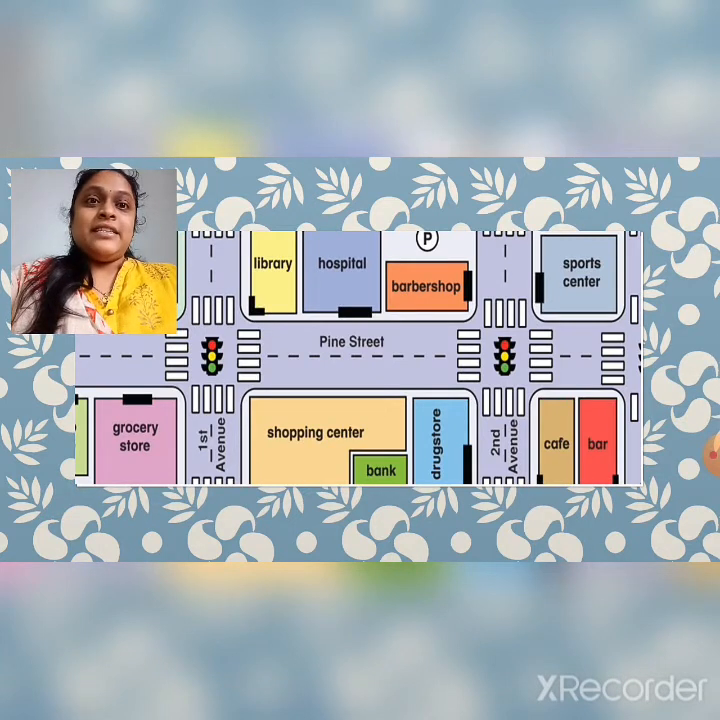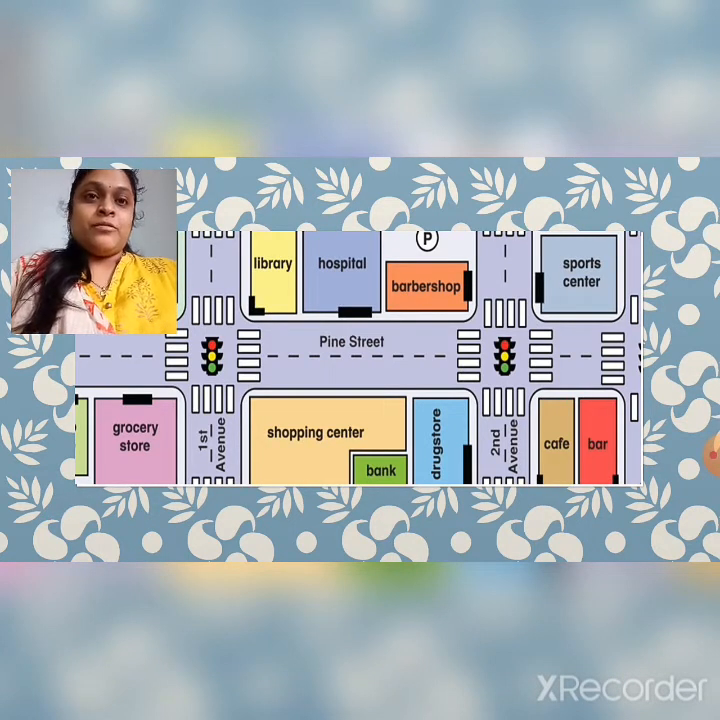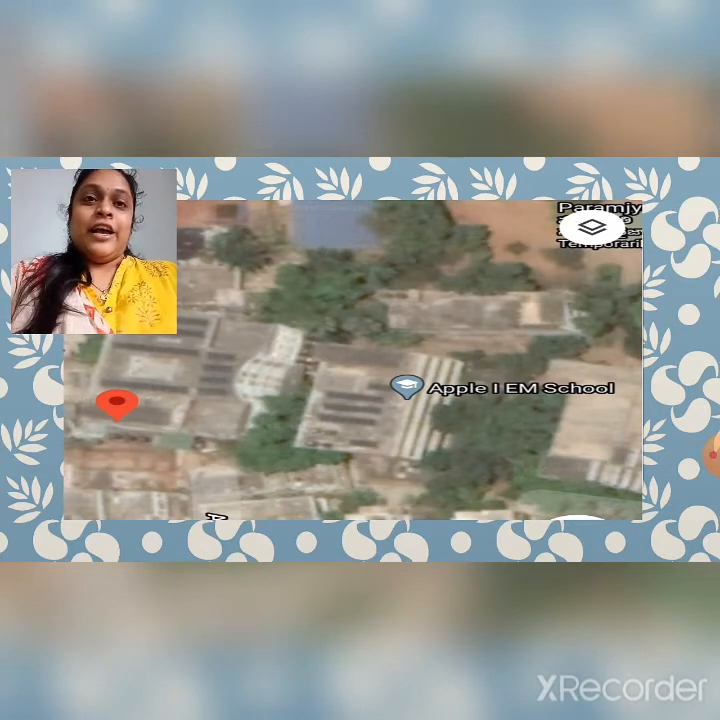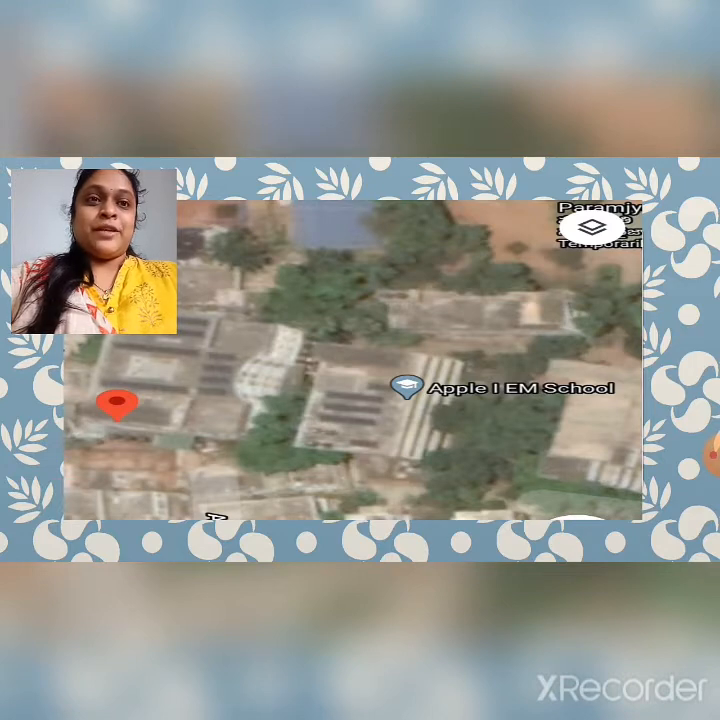So see, this is a map of a neighborhood. There are different types of maps. These maps can be shown accurately. I have downloaded the satellite picture of our Apple High School. If you are interested, you can type it in Google and you will get the picture of our Apple High School. Our two blocks can be seen in this picture.